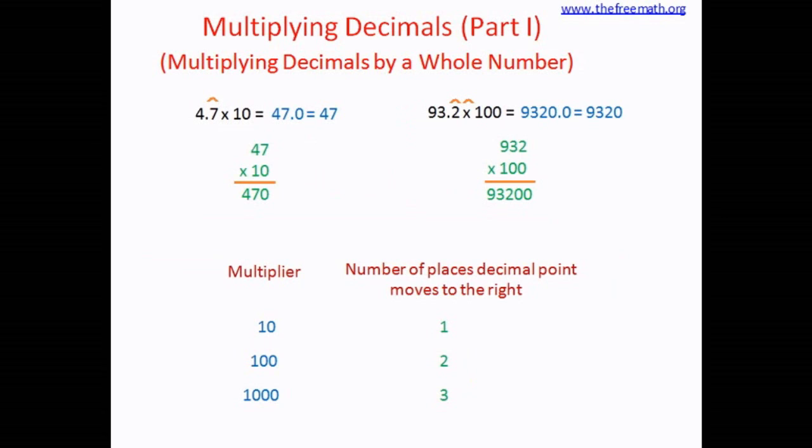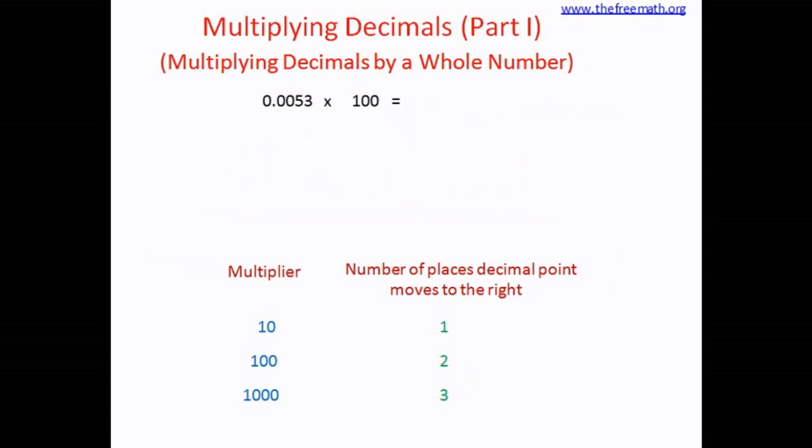If the multiplier, meaning the number that multiplies, is something like 10, 100, 1000, then you simply move the decimal point to the right by a certain number of decimal places. If the multiplier is 10, you move to the right by 1 place. If it is 100, then you move 2 places, and so on. That means however many zeros are there after 1, those many places you move to the right. Let's use this chart and solve some more problems.